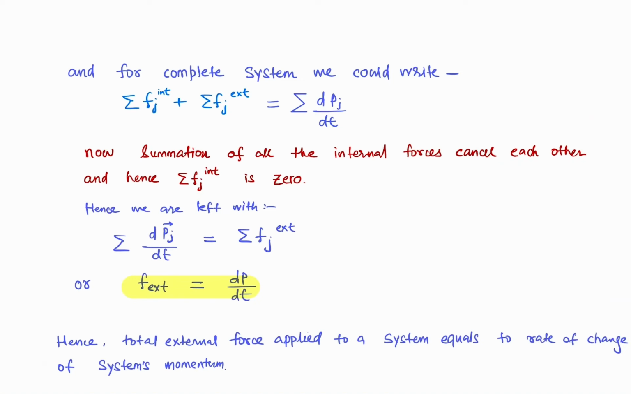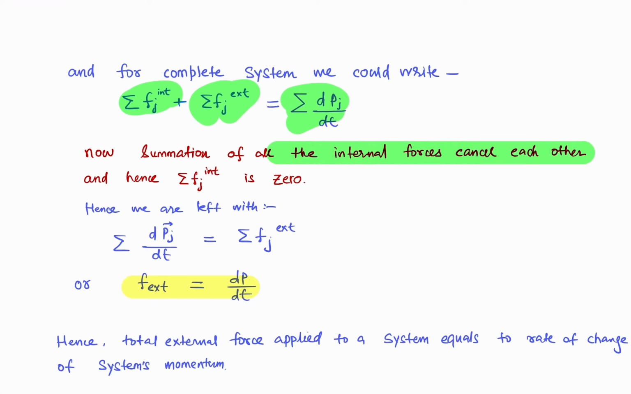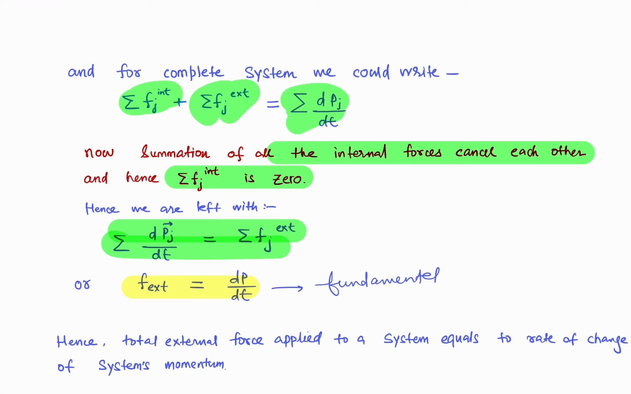Now, for the complete system, we need to sum up each and every particle's internal force and external force. So we have used the summation sign. Now, the summation of all the internal forces cancel each other, because of the action and reaction pair. So the summation of F internal is going to be zero. Now we are left with this equation only, which finally becomes that F external is actually the rate of change of momentum of the system. That is what we call the very fundamental part, and it is very, very fundamental in nature for us, and we call it the equation of motion.